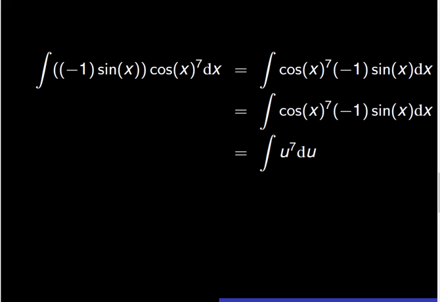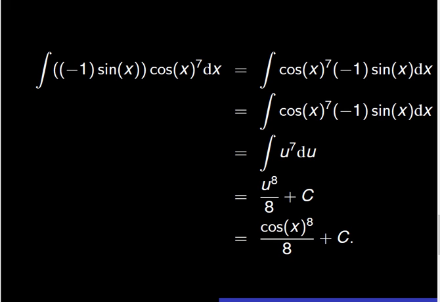Actually, we have just replaced cosine of x to the power 7 by u to the power 7 and minus 1 times sine of x dx by du. Ultimately, the resulting expression is painless to integrate using the standard integration table. We know from the standard integration table that the integral of u to the power 7 du is u to the power 8 over 8 plus the constant c.